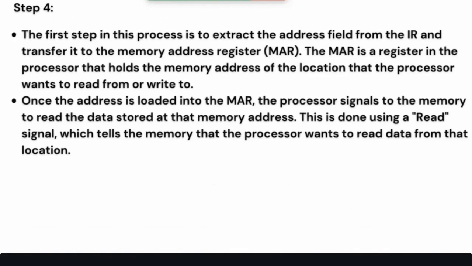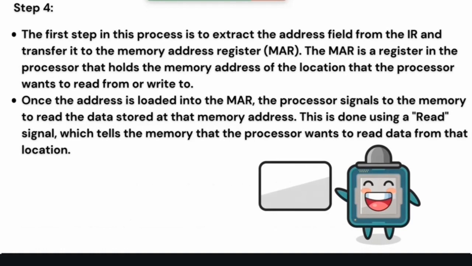Okay, so step 4, that is the "address field of IR out, MAR in, read" step, is a crucial step of the instruction cycle in a single bus computer architecture, as it allows the processor to retrieve the data from memory that is needed for the execution of the current instruction. In this step, the first thing is to extract the address field from the IR and transfer it to the memory address register, that is the MAR.